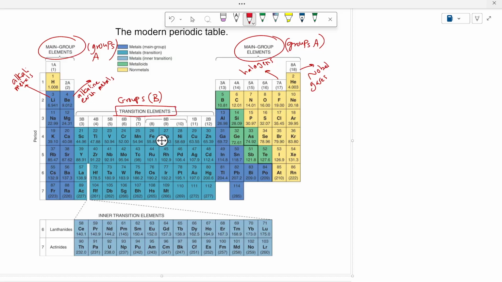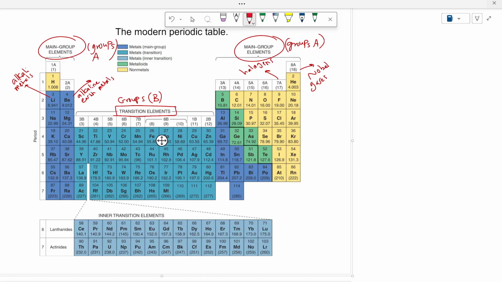The next point in the periodic table is the colors of this periodic table. We can see that it has different colors. But before the colors, the next point is the types of elements.